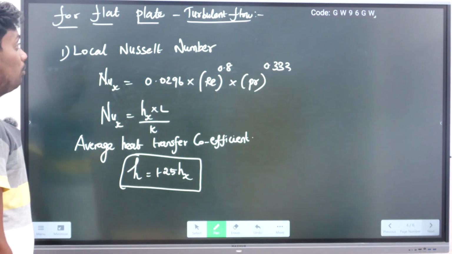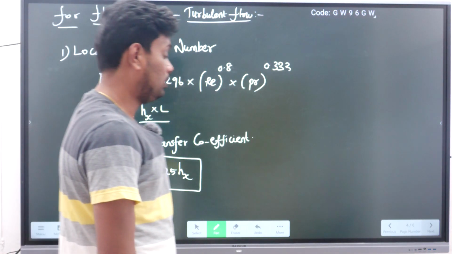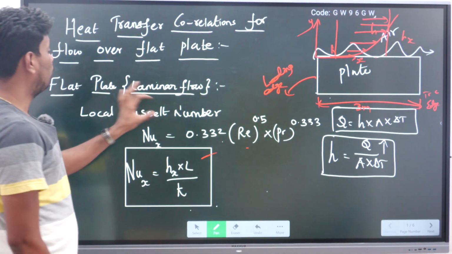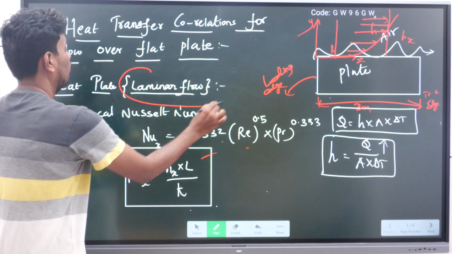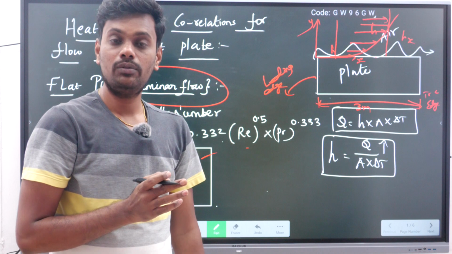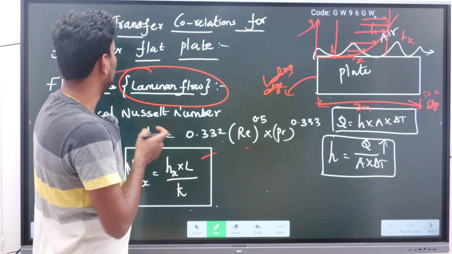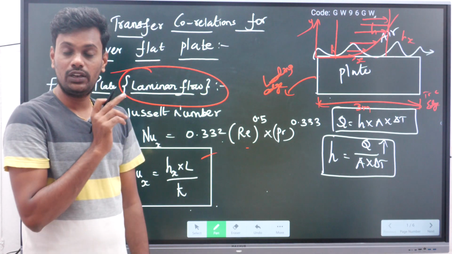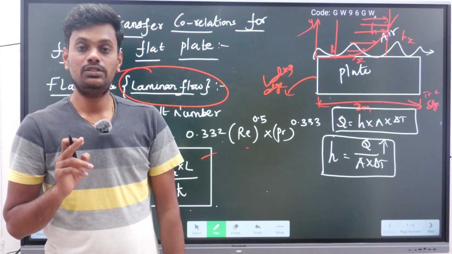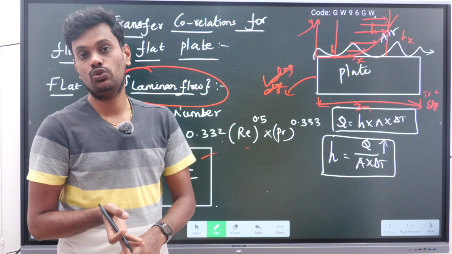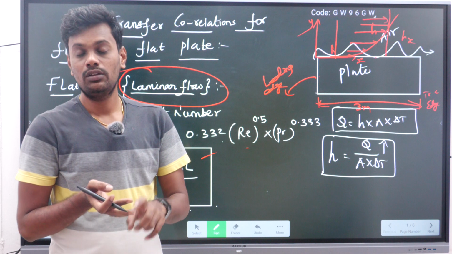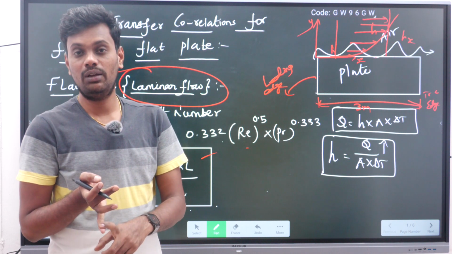Next topic, for flat plate, I forgot that this one is for the condition of laminar flow. If the flow is laminar, what is the condition for laminar? How will you find out whether the flow is laminar or turbulent? What is the significance of the Reynolds number, which is used to find out the type of flow? What is the Reynolds number value for laminar flow?